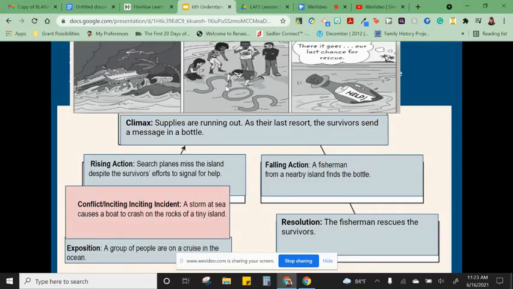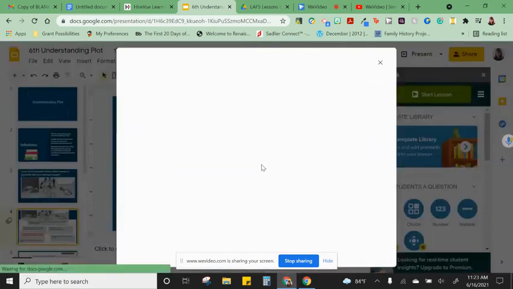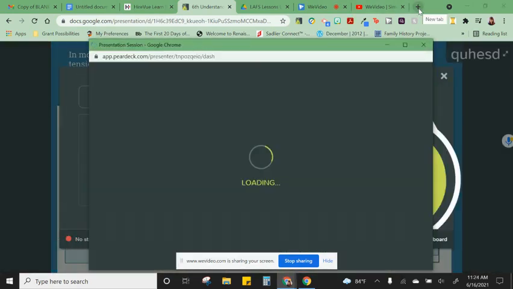Before I start this next part, as if I had students, I just want to show you really quickly how I use Pear Deck to get feedback. So when I would start this lesson in Pear Deck, I'm choosing instructor paced activity. The students would go, and I'm going to create another tab as if I'm a student.